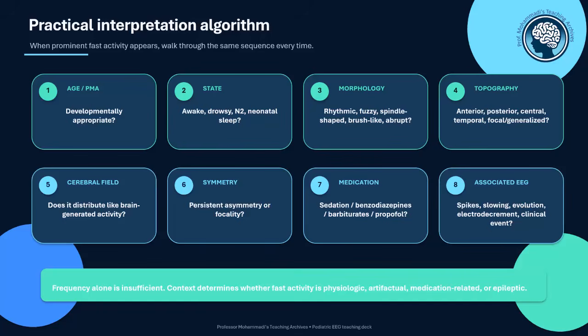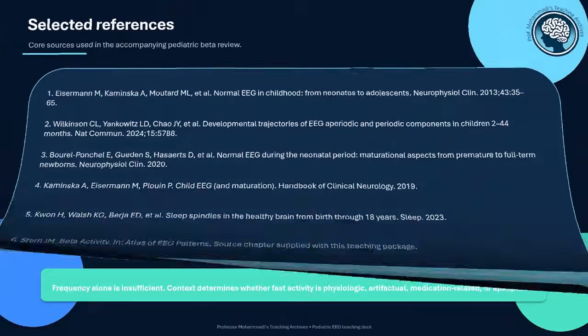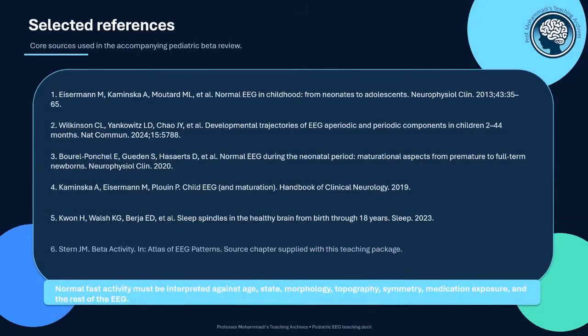Next slide, please. The evidence supporting these distinctions comes from several complementary areas of pediatric EEG literature. Foundational work on normal childhood EEG describes the marked maturational changes from the neonatal period through adolescence. More recent studies have characterized separate low and high beta developmental trajectories during infancy and have emphasized the importance of separating periodic oscillations from the changing aperiodic background. Neonatal EEG literature provides the developmental framework for interpreting delta brushes and other age-specific fast components.